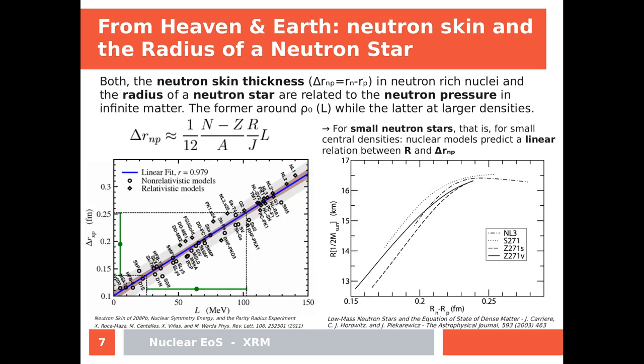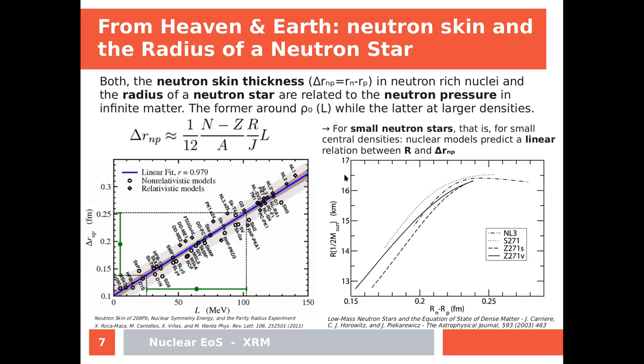If you look at the current models in this left-hand side figure, you see the neutron skin as a function of this L, which is proportional to the neutron pressure, and you see that it is linearly correlated. It is not only correlated, it's actually linearly correlated, very nicely. This type of physics can also be seen in the radius of a star. If you go to a star in which the densities are not very large, where the neutron pressure around saturation is meaningful, then you will see that the neutron star radius grows as this L parameter grows.